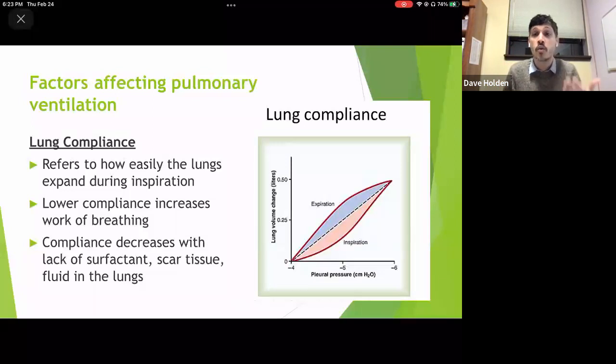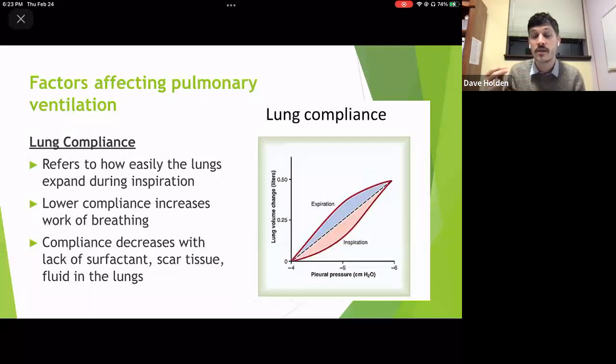Lower compliance increases the work of breathing. I have to work harder. I have to use more forceful muscle contractions to open the bellows and pull air in. Compliance will decrease with things like lack of a surfactant. So your lung chemistry is off. You're not producing enough mucus. Scar tissue, which is things like COPD that we talked about earlier, as scar tissue reduces the available surface area.